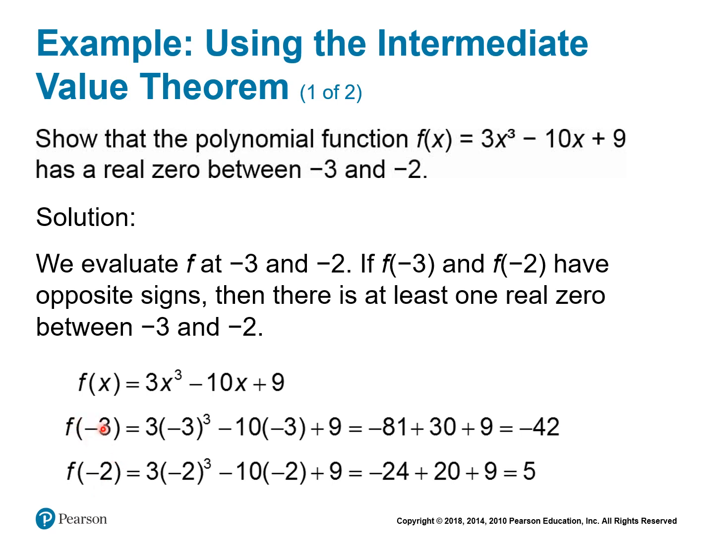So f of -3 turns out to be -42 and f of -2 is +5. We don't have to worry about what the actual values are. We just need to look at the signs, if they are opposite signs or not. So f of -3 is a negative value and f of -2 is a positive value. That means we can be certain that there's going to be at least one x-intercept between the interval -3 and -2.